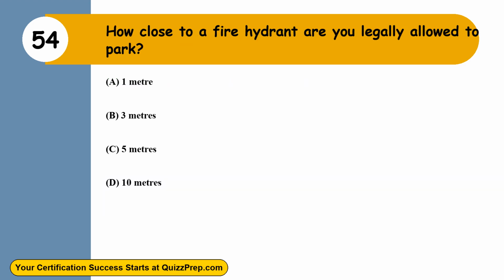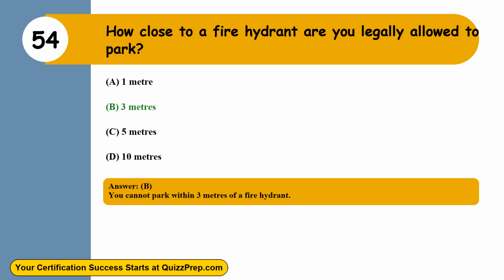Question 54. How close to a fire hydrant are you legally allowed to park? Option A, 1 meter. Option B, 3 meters. Option C, 5 meters. Option D, 10 meters. The correct answer is option B, 3 meters. You cannot park within 3 meters of a fire hydrant.